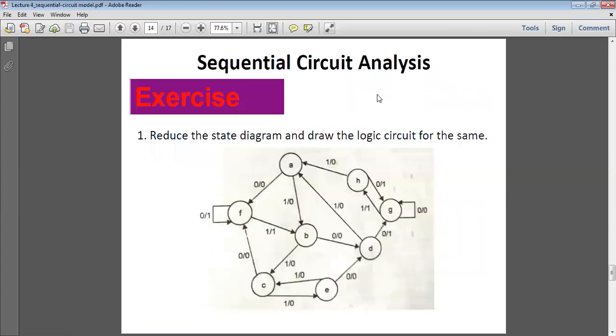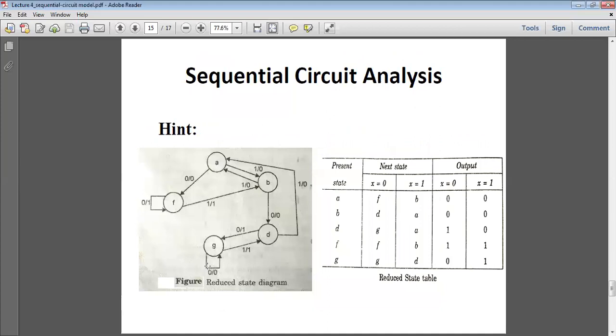Okay. Now I have given an exercise for you. We have to reduce this state diagram and draw the logic circuit for the same. Here, too many states are there. If you analyze the states, then you can find some common states. That means you have redundant states. Then you have to simplify the states and redraw the state diagram. Then you have to redraw the state table, and from that reduced circuit, find the excitation table for the particular system, and then draw the circuit. Here I have given the hint. This will be the final reduced state diagram.